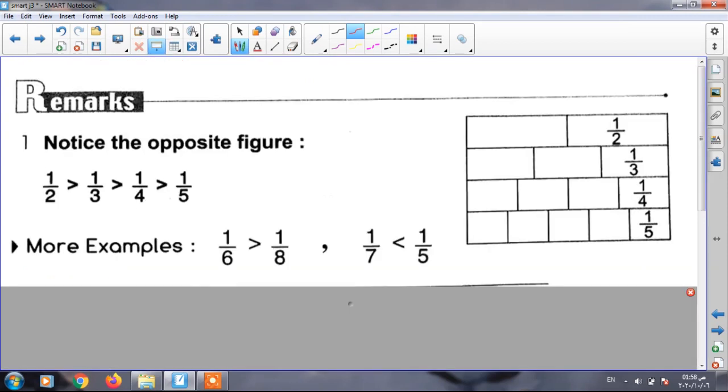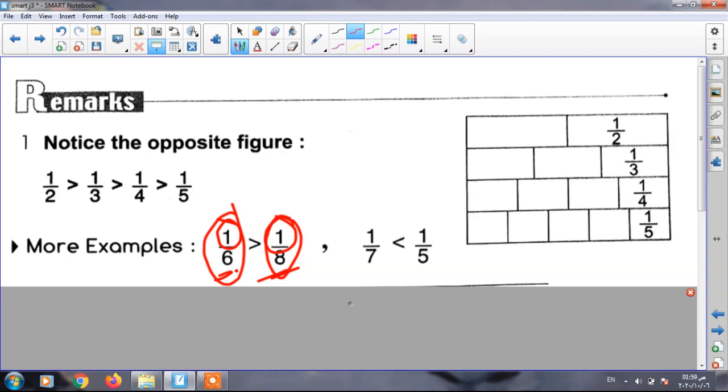The next, junior 4. If I have these fractions and I want to compare between them, here I have 1/6 and here 1/8. Firstly I will look at the denominator. Here I have 6 and here I have 8. Can I compare? No, I don't have the same denominator. So I will look at the numerator. Here 1 and here 1. I have the same numerator. It means the fraction with the greatest denominator is the smaller.